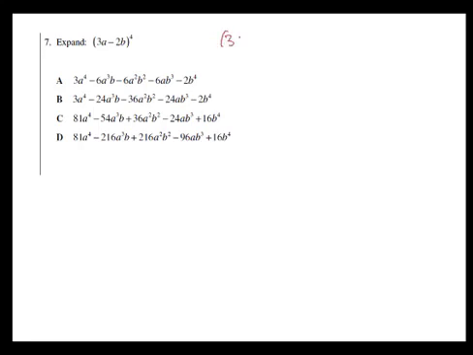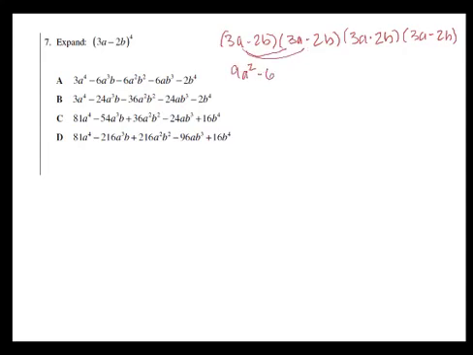You would write down four of these sets of parentheses, and then you would just take two at a time and start to distribute them. So go 3a times 3a, 3a times negative 2b, negative 2b times 3a, and then negative 2b times negative 2b. Then we would combine our like terms.